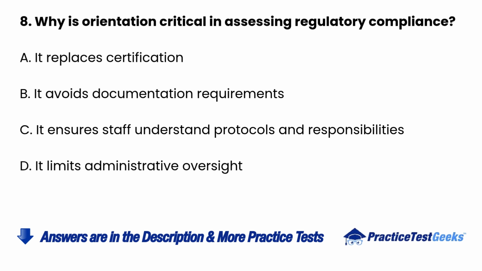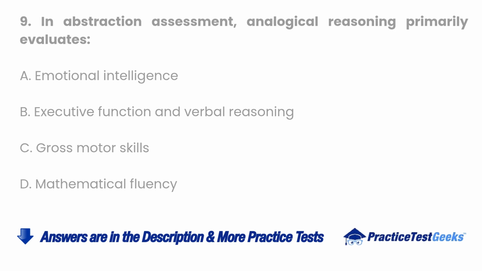8. Why is orientation critical in assessing regulatory compliance? A. It replaces certification. B. It avoids documentation requirements. C. It ensures staff understand protocols and responsibilities. D. It limits administrative oversight.